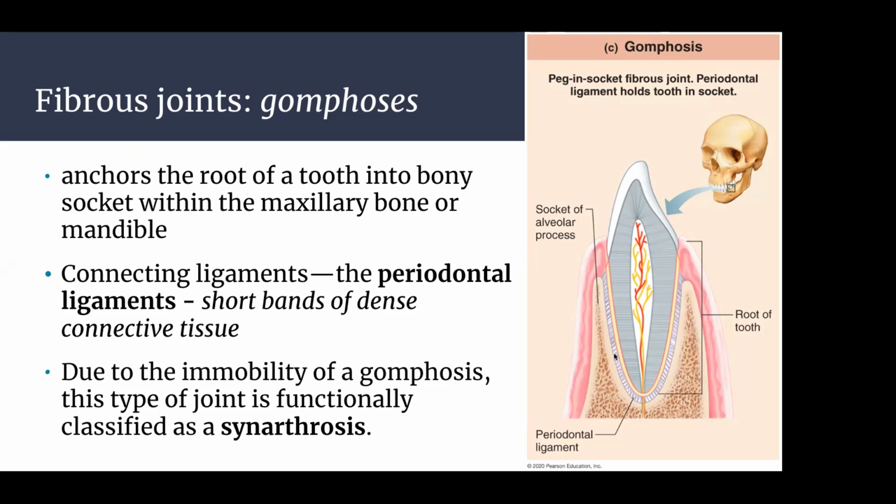So this fibrous joint here consists of very small connecting ligaments, the periodontal ligaments. These are short bands of dense connective tissue. Now, obviously, we want to keep the tooth in its socket very immobile. So this is a synarthrosis because this joint needs to be immobile.